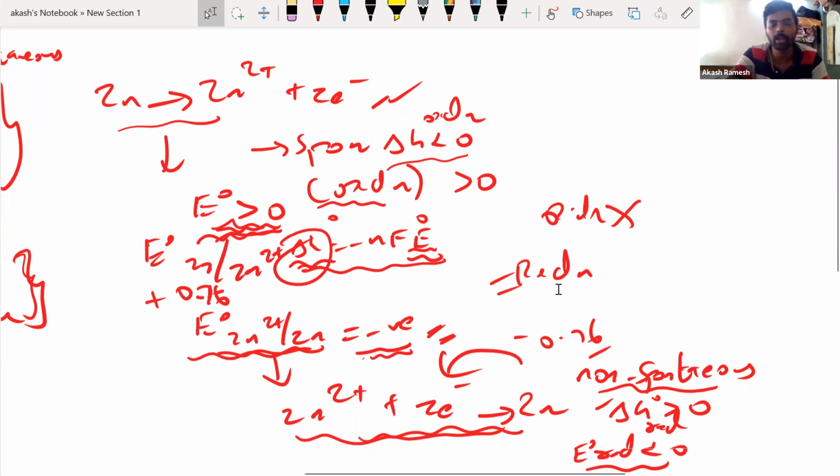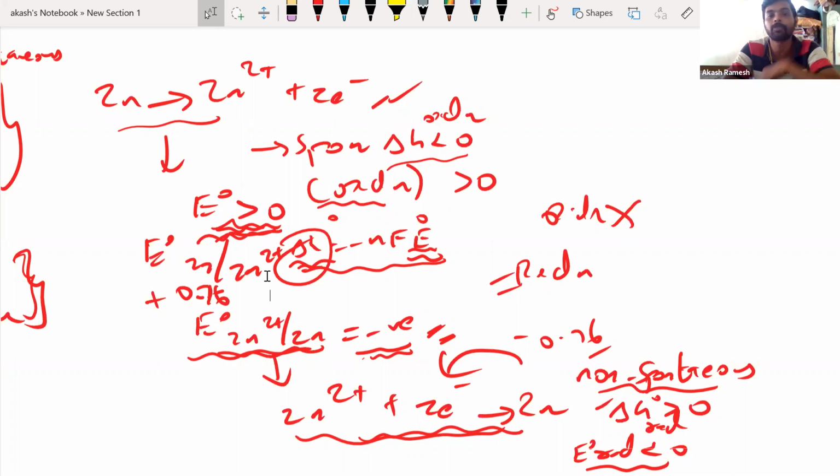It is all because I want to follow some convention. I want to take only the reduction potential value. I don't want to confuse it with the oxidation potential. So that is the reason why, if I have a spontaneous oxidation reaction, then the reduction potential value will be negative.